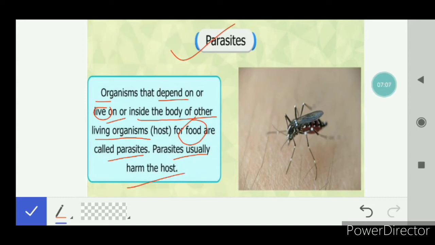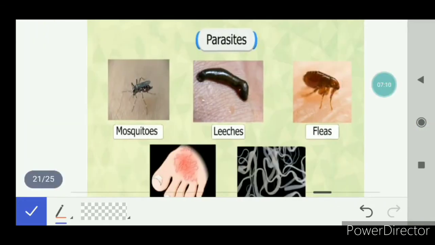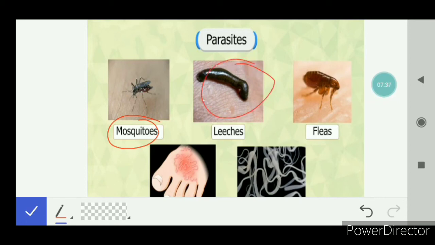Let us understand this by the examples. As we studied that parasites usually harm the host, it will be clear by these examples. Mosquitoes. Mosquitoes bite us. Some mosquitoes infect the human beings with the diseases like dengue, malaria, etc. Leeches. Leeches suck the blood from fish, frogs, lizards, birds, or if they get chance, they can suck blood from human beings also. They suck blood because it is a good food source for them.